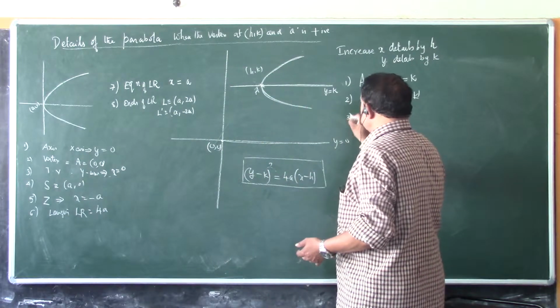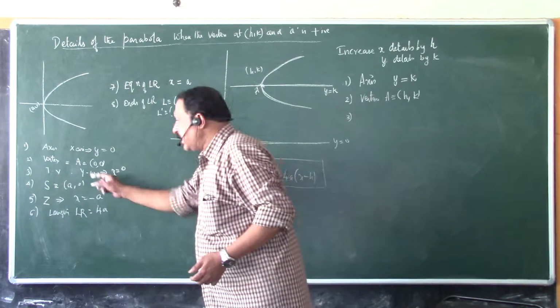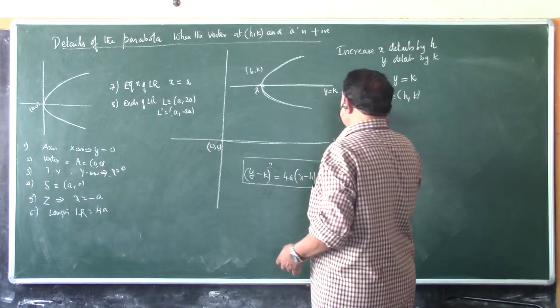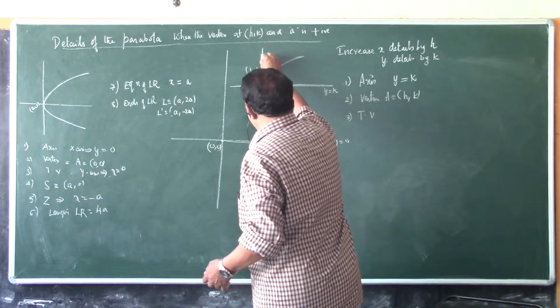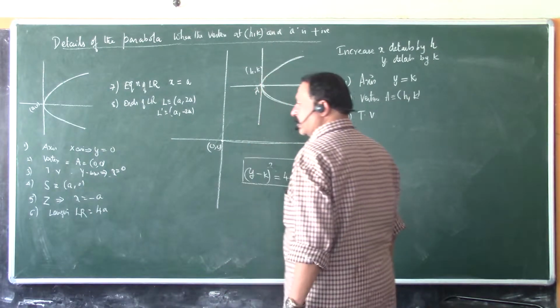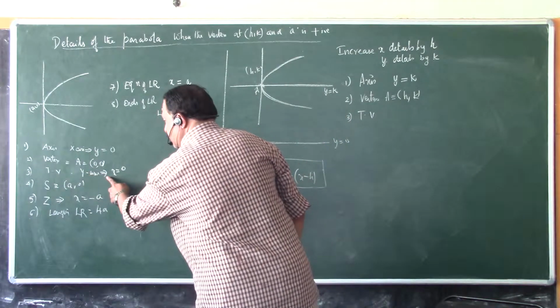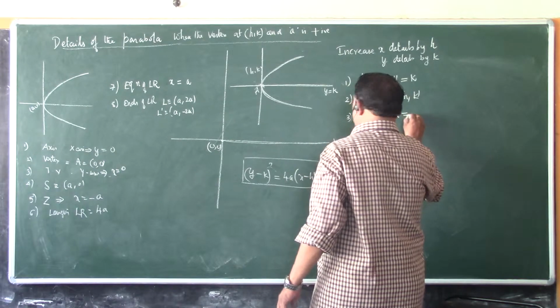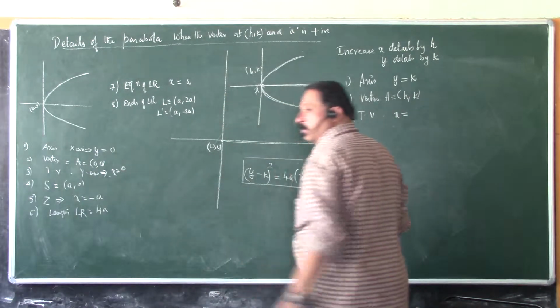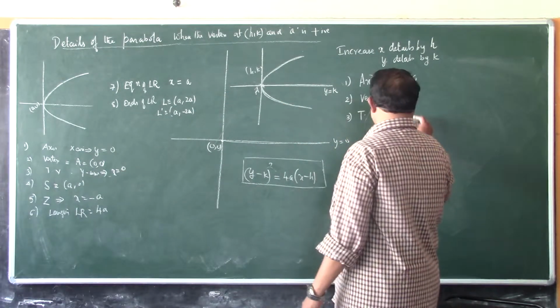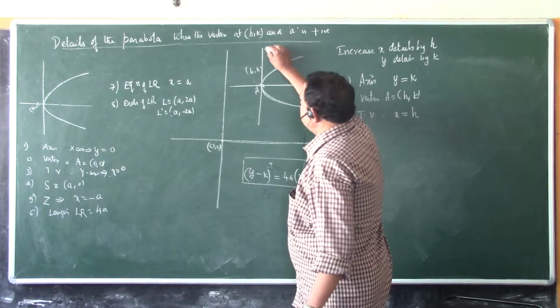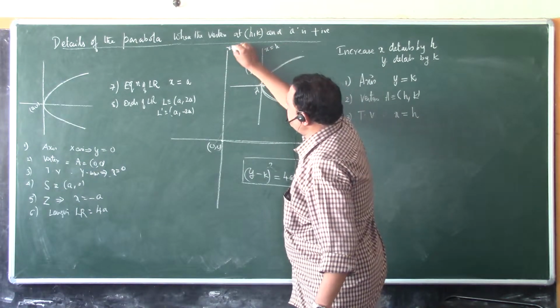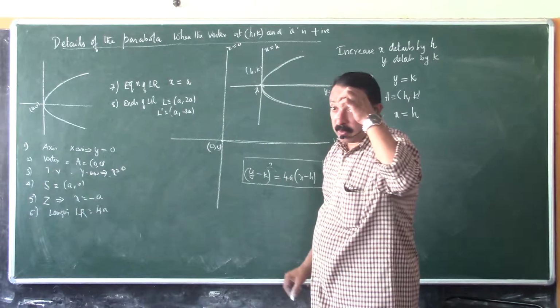And third one is the tangent at the vertex. If I draw the tangent at the vertex, the tangent at the vertex is the y-axis, which is x equals 0. So x equals 0 plus h. That means x equals h. So this line will be x equals h because it is parallel to x equals 0.